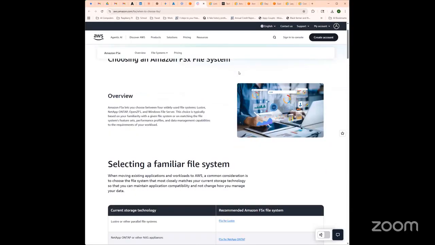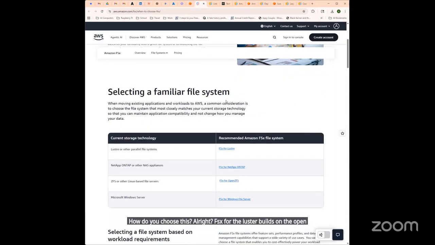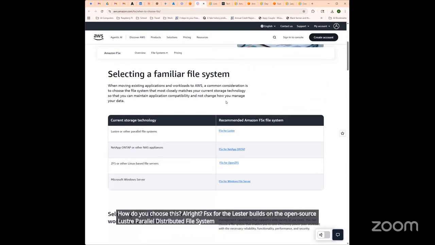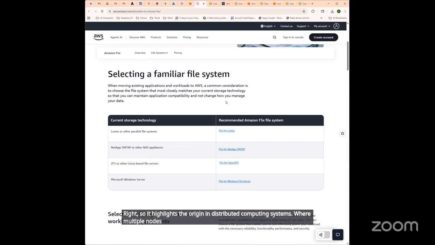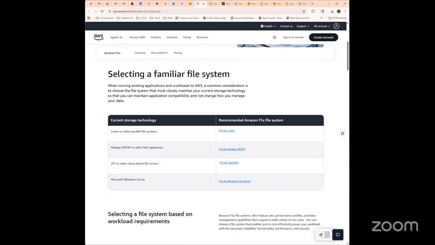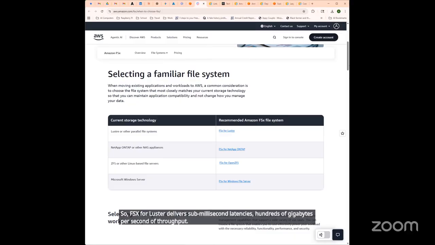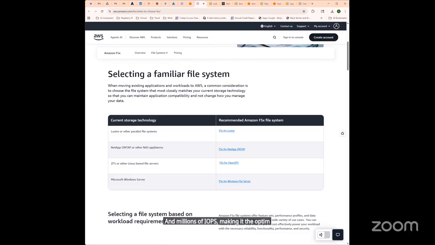All right, so how do you choose this? FSx for Lustre builds on the open source Lustre parallel distributed file system. It's known for its exceptional performance in high performance compute environments. The name Lustre derives from Linux and cluster, right? So it highlights the origin in distributed computing systems where multiple nodes require concurrent access to shared data sets with minimal latency overhead. So FSx for Lustre delivers sub-millisecond latencies, hundreds of gigabytes per second of throughput, and millions of IOPS, making it the optimal choice for compute-intensive machine learning workloads.